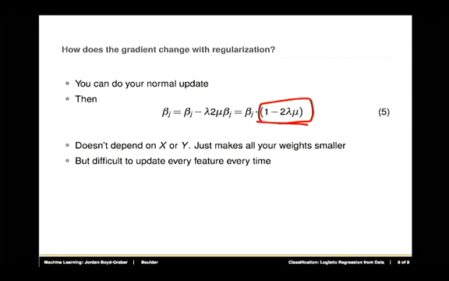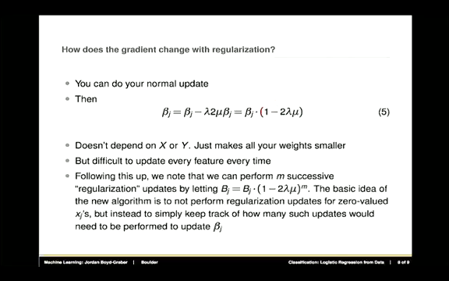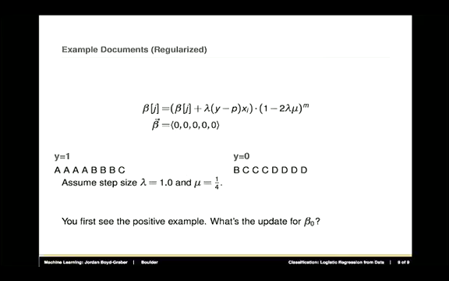Could you just know how many steps you're taking and then raise it to that power? Yeah, exactly. You can basically count how long it has been since you touched this beta last, and then just multiply by this constant raised to the m power. That gives you the update that you should have done had you been doing it every time that you should have been doing it. Okay, so this is our new update. Now let's go through this example with mu of 1/4 and our step size of 1. Let's figure out what the update is for beta naught.